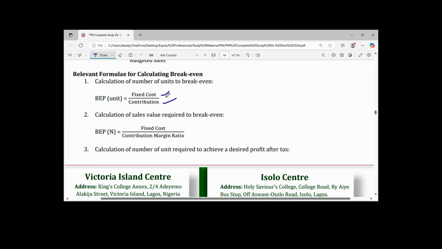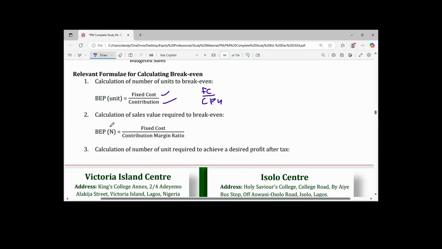I'm not using pen, I'm using mouse. Fixed cost divided by contribution per unit. It's not just contribution, it's contribution per unit. Fixed cost over contribution per unit. Okay, so that's the formula that you're going to use to calculate the break-even points in units.